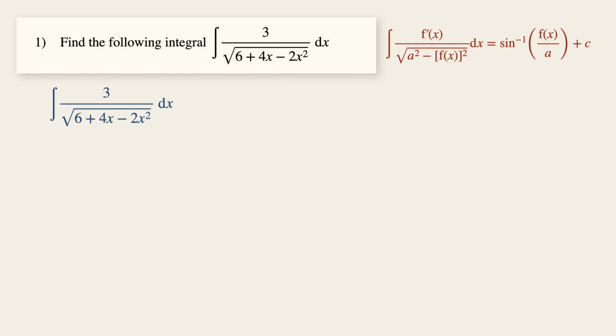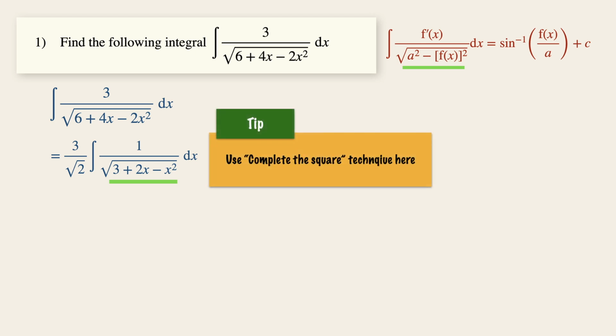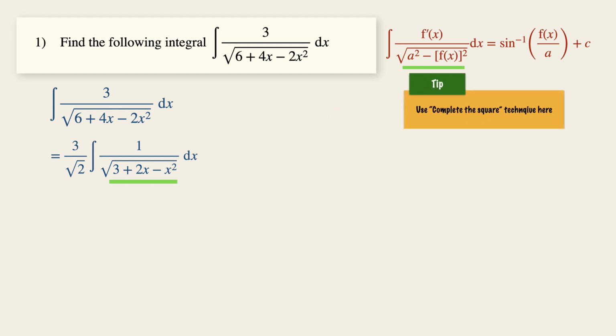Firstly, the easiest thing we could do is to bring out the 3 from the numerator. And at the same time, let's factorize 2 from this expression, because we'd like to only have a coefficient of 1 in front of x squared. Next, to convert this quadratic expression into two terms, like you see over here, remember to use the technique called completing the square. Now to do that, we need to ensure that the coefficient of x squared is a positive 1, so we factorize minus 1 from here to give us this expression.